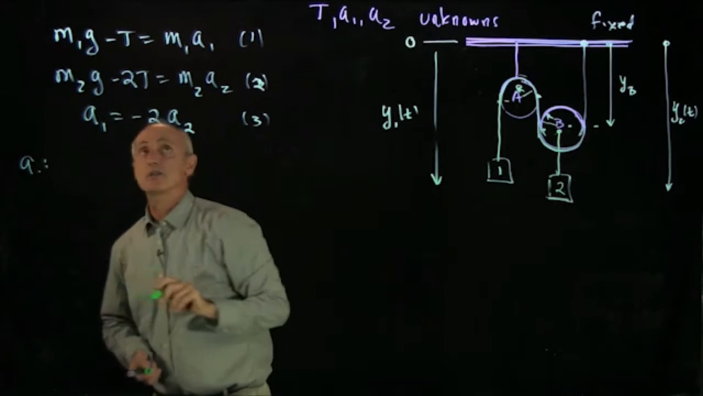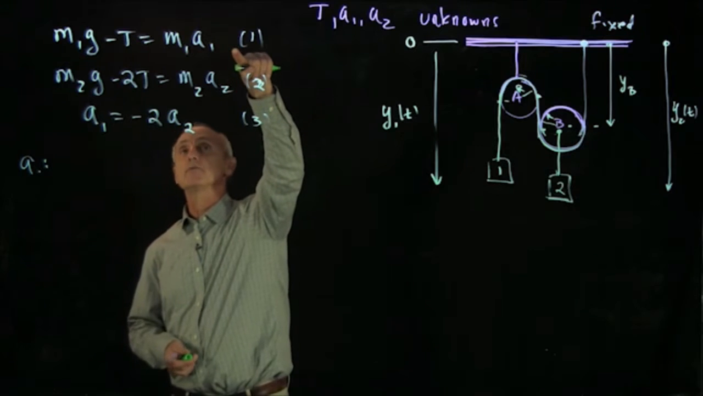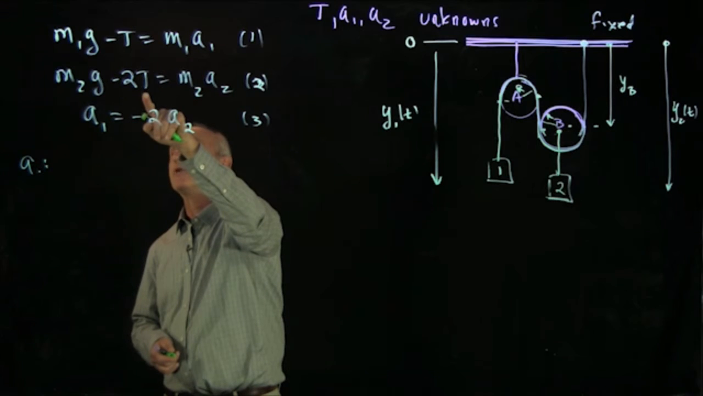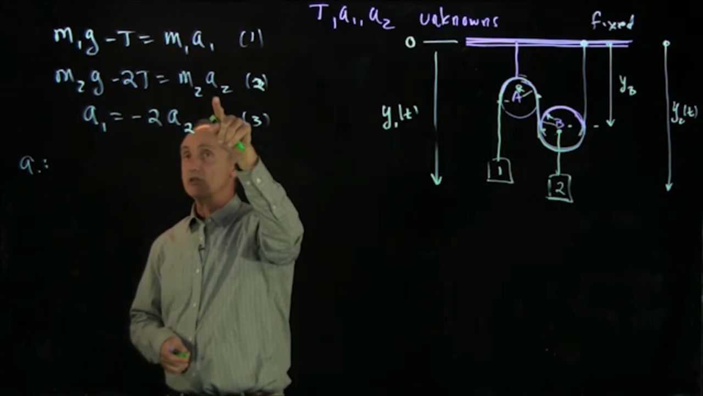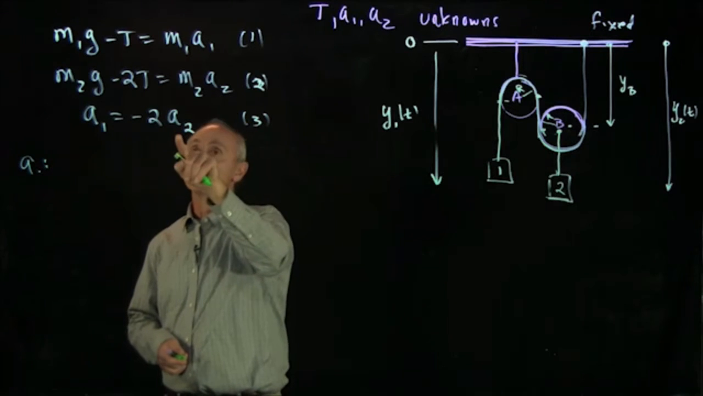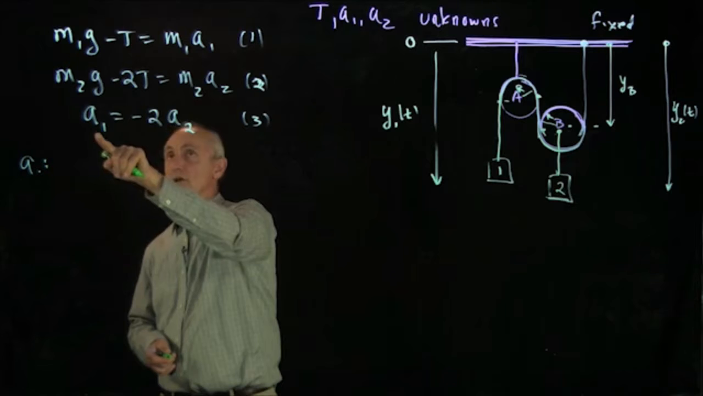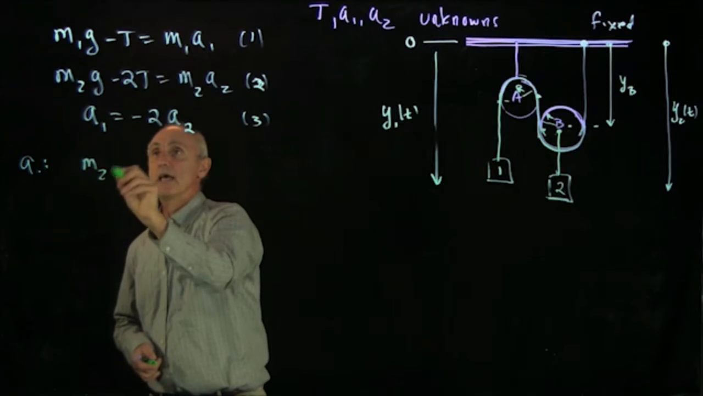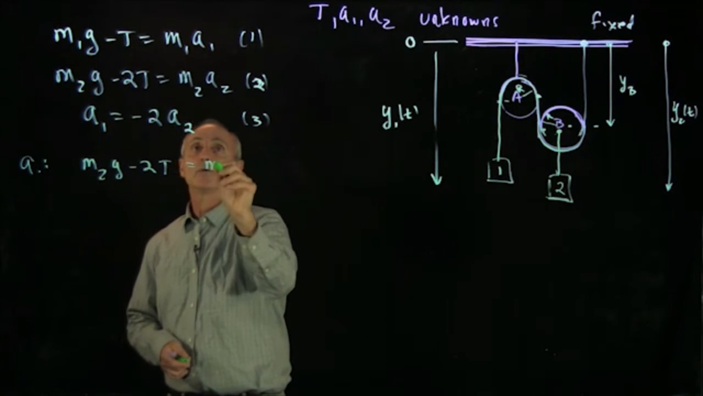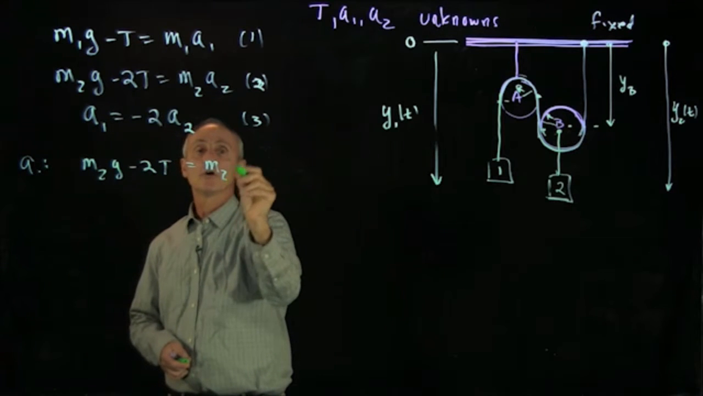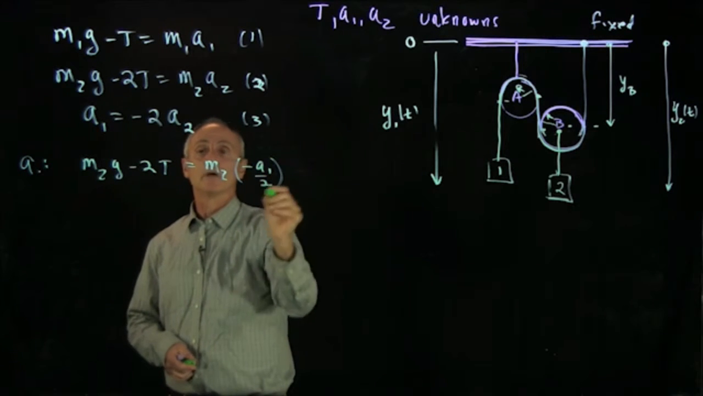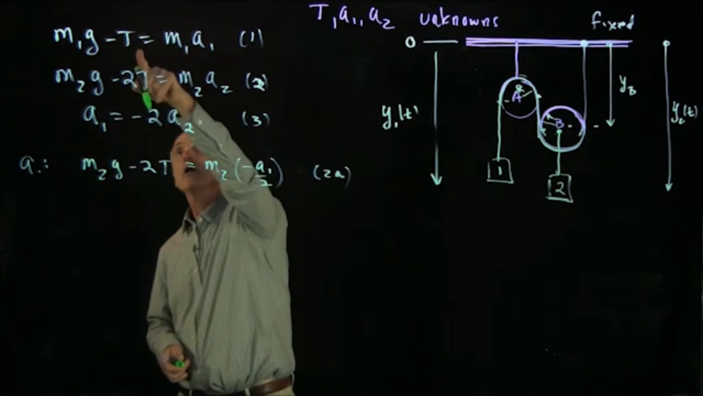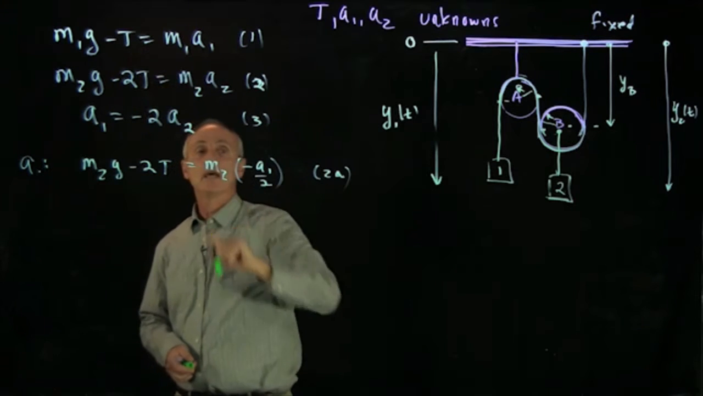So how are we going to develop a strategy for that? Well, I'll choose equation 1 as my backbone equation, and I have an unknown T, but in equation 2, that unknown T is appearing, expressed in terms of a2, and a2, from equation 3, is expressed in terms of a1. So my first step is to rewrite equation 2 as m2g minus 2T equals m2 times, and here I'm going to make the substitution, minus a1 over 2. So we'll call that 2a. And now I have equation 1 and equation 2a, two unknowns T and a1.